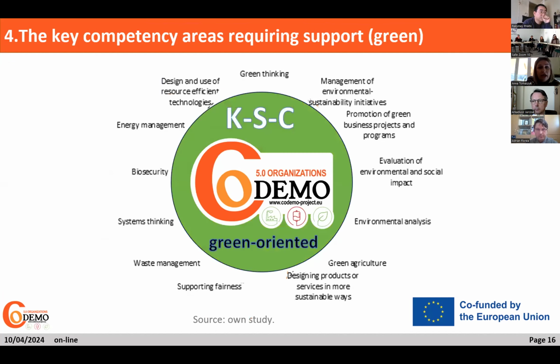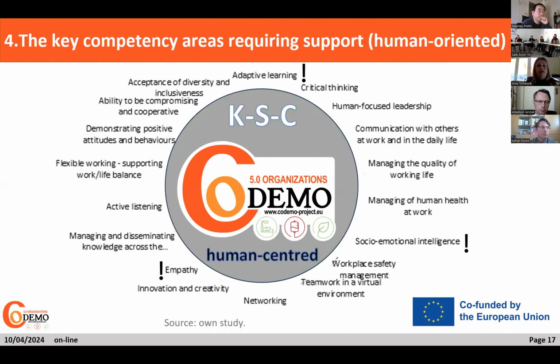In case of the green-oriented organization, we have 3 factors: green agriculture, biosecurity, and evaluation of environmental and social impact, which can be supported, and also 3 factors in case of the last domain, human-oriented. There is adaptive learning, empathy, and socio-emotional intelligence.